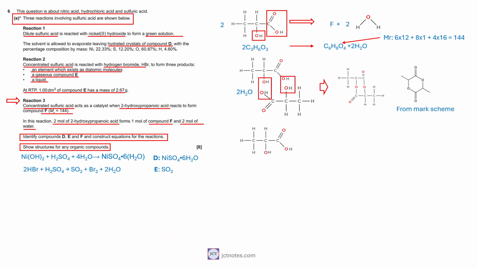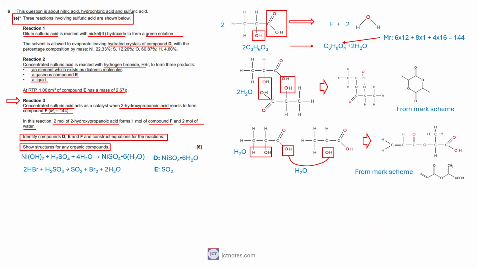A second possibility is that one hydroxyl group is removed by dehydration to form a carbon-carbon double bond. At the same time, the carboxylic acid group reacts with the hydroxyl group of another 2-hydroxypropanoic acid molecule to form an ester. This is also accepted by the mark scheme. The mark scheme allows 2 additional structures. Although these are less likely, they are still consistent with the information provided.